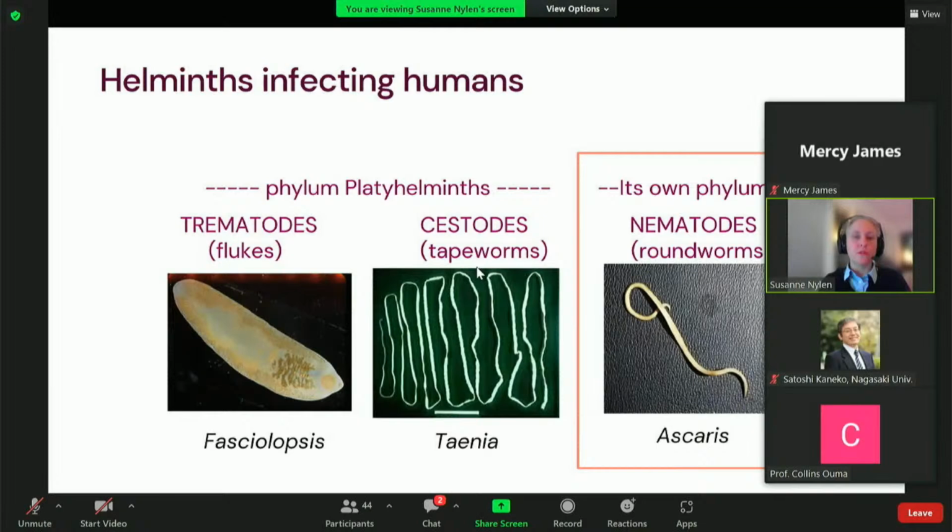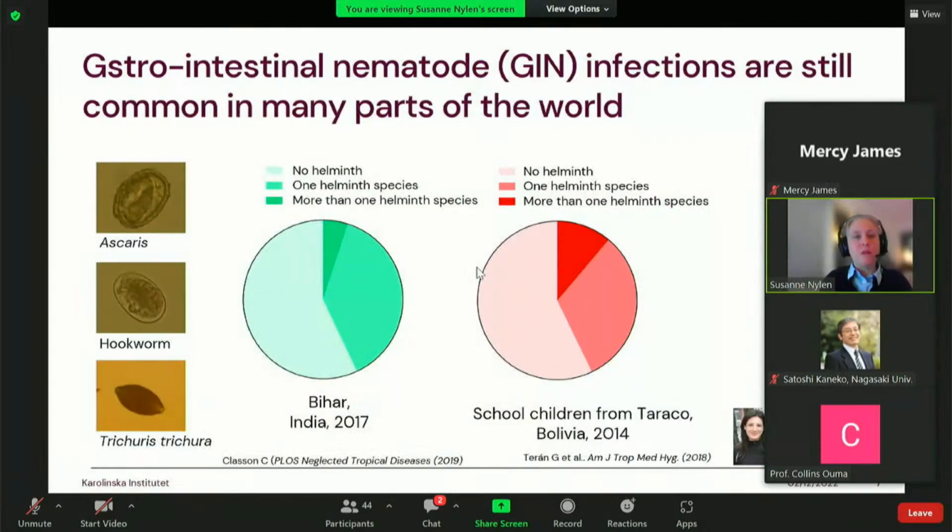Focus today on the nematodes, which is one of the largest phyla that exist on this planet, and I think it is the most common animal phylum on the planet, with all earth-dwelling nematodes, not parasitic, that we have. A few of these are parasitic, and today I will focus on gastrointestinal nematodes.